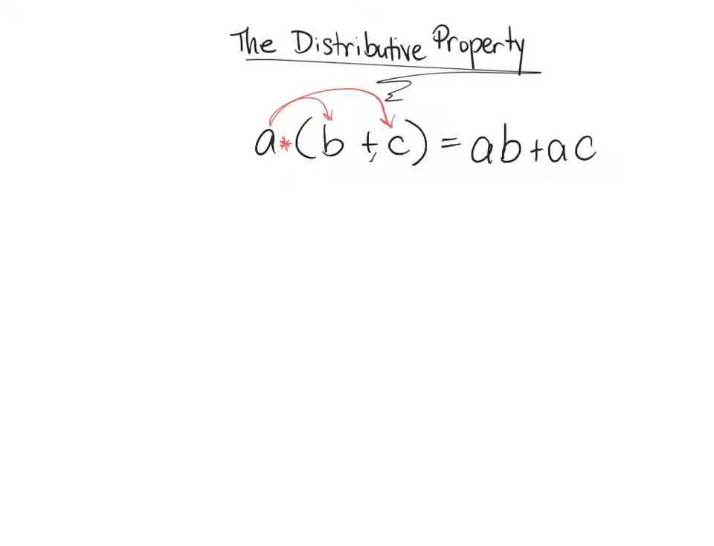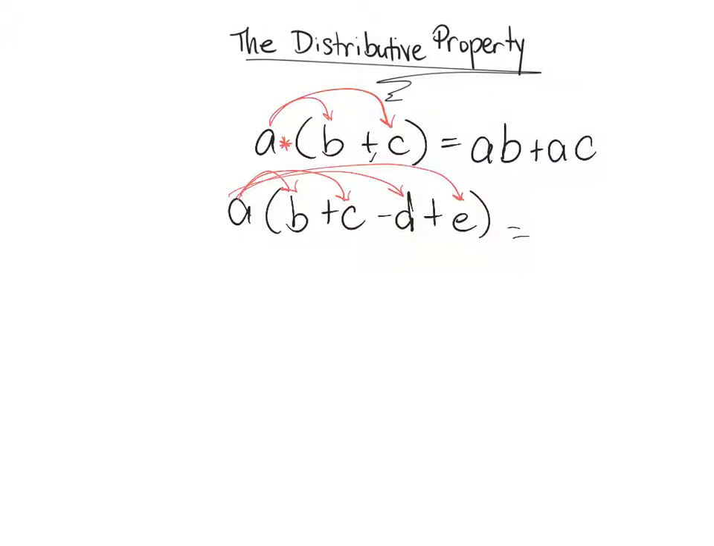Now this can work for things that also have multiple things within the parentheses and not just two. So for example, if I had A times B plus C minus D plus E, make it lots of fun, lots of things in there. The distributive property is telling us that we have to multiply by B, we have to multiply by C, we have to multiply by negative D, and we have to multiply by E. So we would end up getting AB plus AC plus, not plus, but minus, because that's a minus right here. So minus AD plus AE.